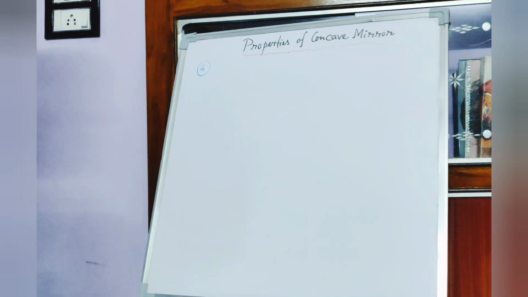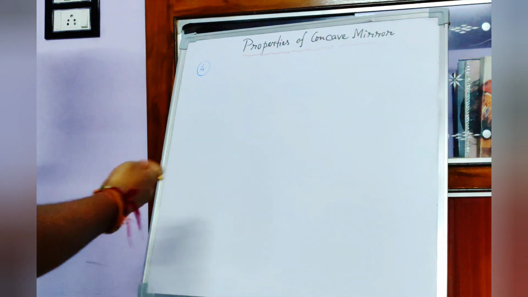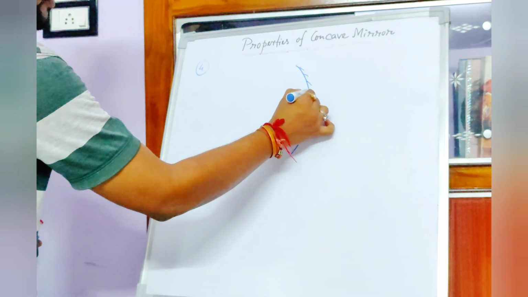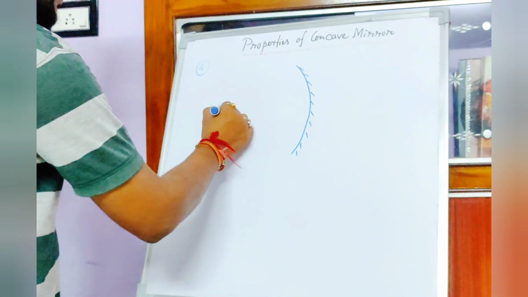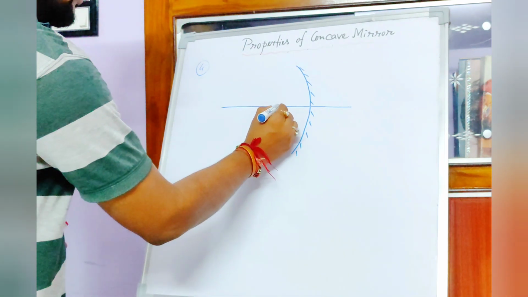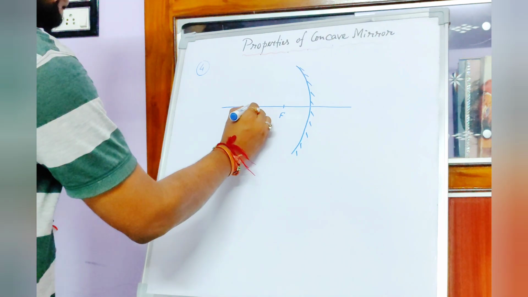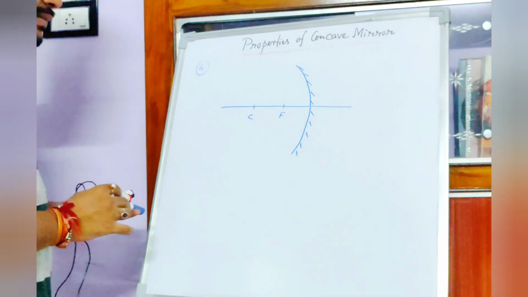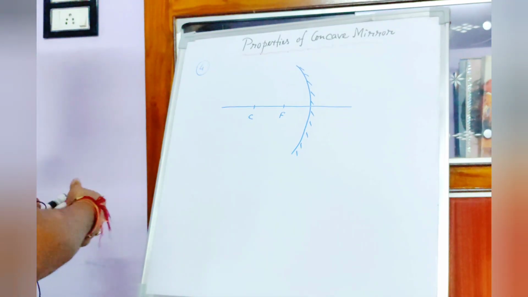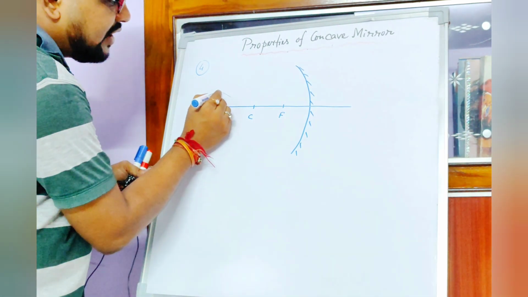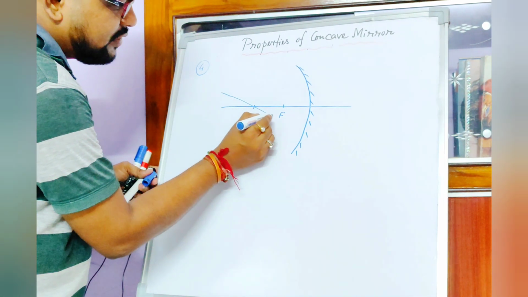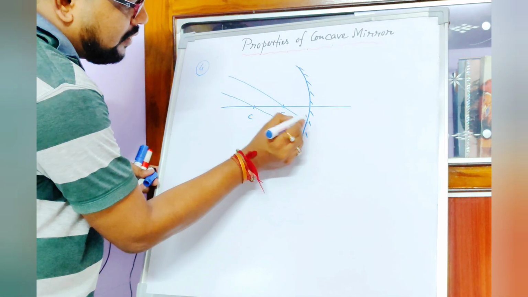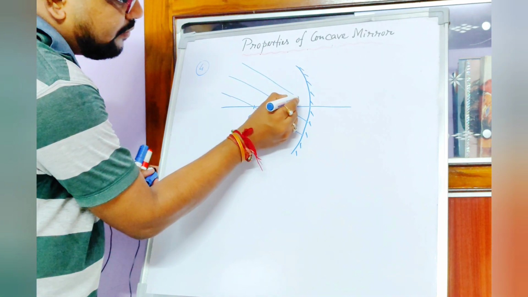All the parallel rays which are not parallel to the principal axis. For example, suppose this is a concave mirror, and this is the principal axis, and this is called the focus, this is called the center of curvature. All the parallel rays which are not parallel to the principal axis are parallel to each other, but they are not parallel to the principal axis. I am just trying to draw three rays so that you can understand. One ray is going through C, another ray is going through F, another ray is falling at the pole.